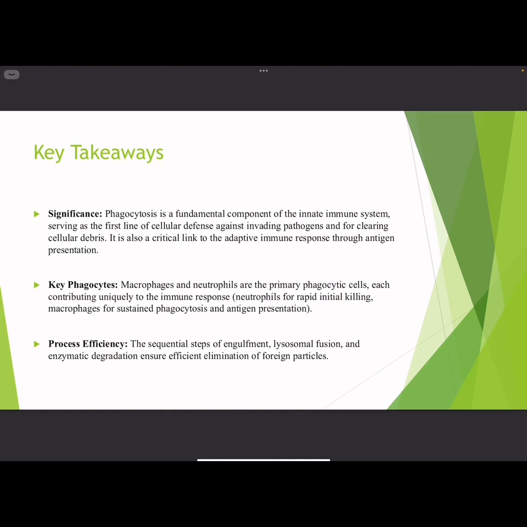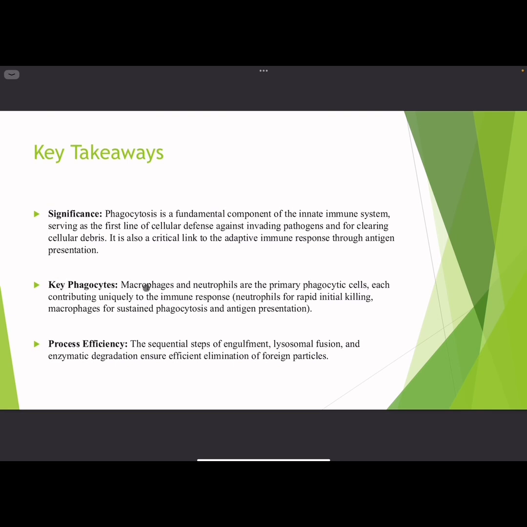Let's quickly review the most important points about phagocytosis. As we said, phagocytosis is a foundational or fundamental part of your innate immune system, acting as the first line of cellular defense against invading pathogens, and it is for clearing cellular debris. It is also a critical link to the adaptive immune response through the antigen presentation on the macrophages.